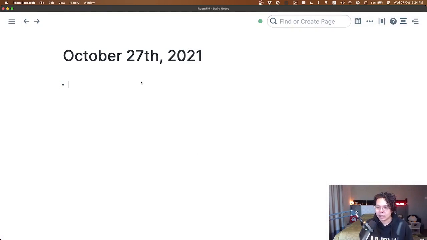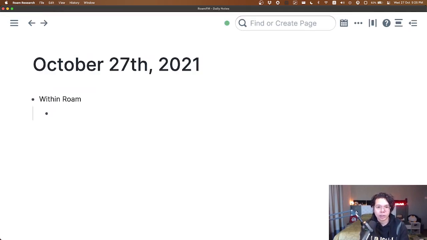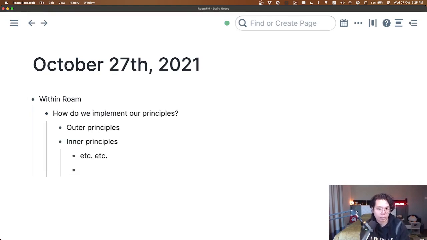Now, I have a blank, well, this is the Roam FM graph, but I have a graph with no CSS applied, no special themes or anything. But I just want to make a quick video here for applying those principles in a vanilla context as much as possible. So within Roam, make this a little bit bigger. How do we implement our principles?